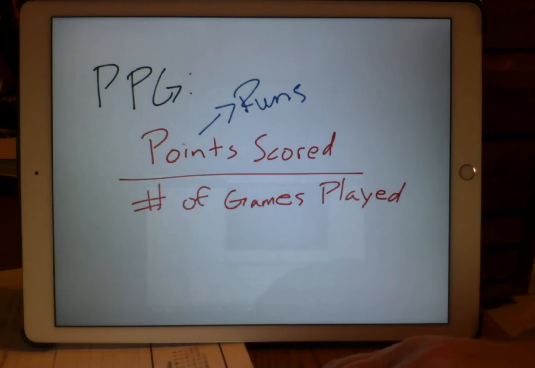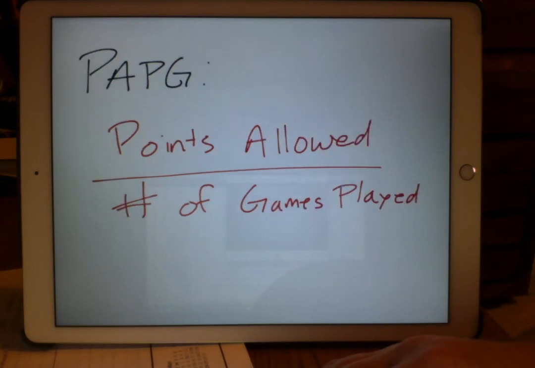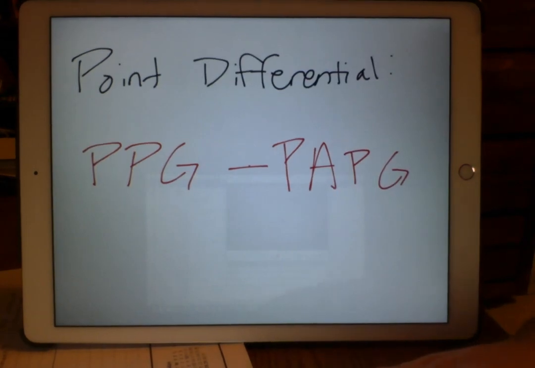Same equation though. Points allowed per game, PAPG, pretty simple: points allowed divided by number of games played. Kind of just follows suit with points per game. And then point differential, that's points per game minus points allowed per game. If you have a positive number for this, usually it shows that your team is doing pretty good.